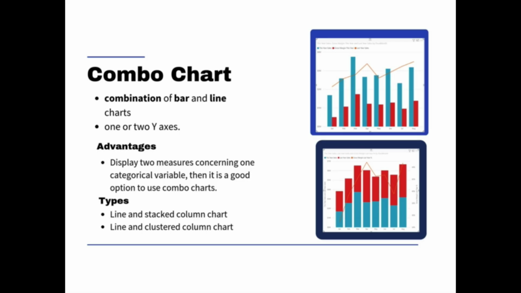What types of combo charts do we have right now? In Power BI, there are two types of combo charts. They are known as the line and stacked column chart and the line and clustered column chart. Now, if you want to know how to create all those visualizations in Power BI, please check the description section. I will provide you all the links.